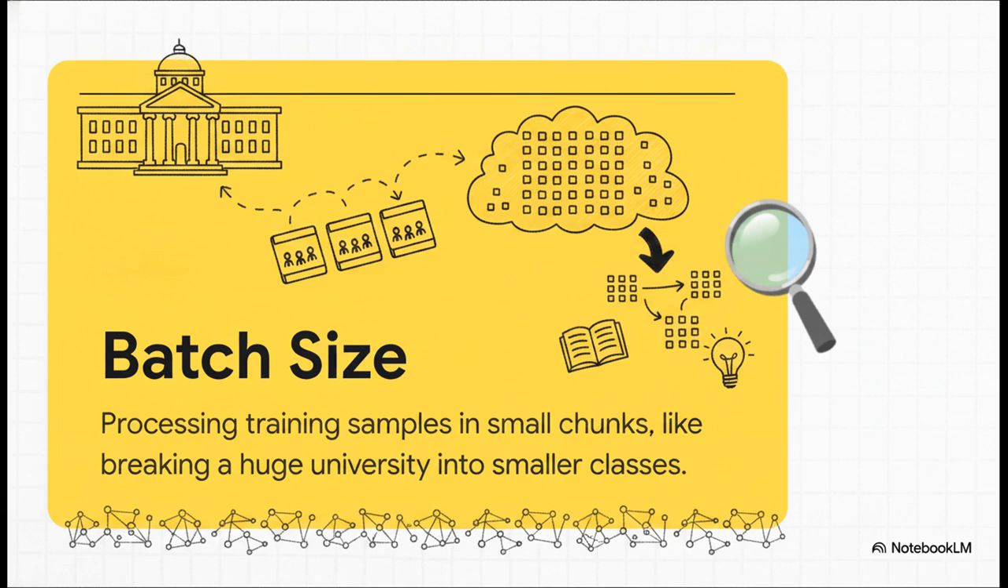And that perfectly illustrates why we use batch sizes. It's just breaking your massive dataset into little chunks, say 4, 8, or maybe 16 samples at a time, so the model can actually process and learn from them effectively before updating its internal weights.